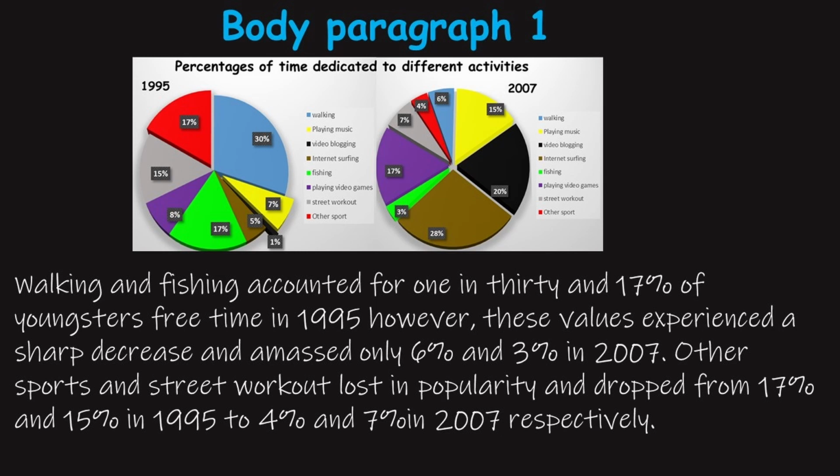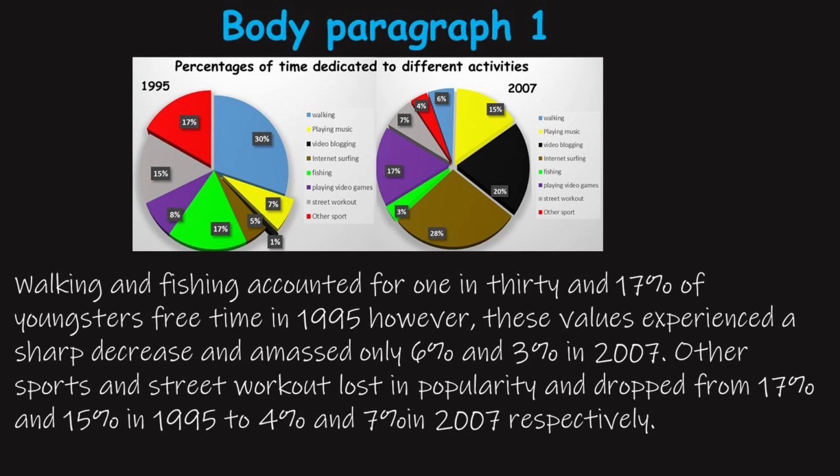Walking and fishing accounted for 1 in 30 and 17% of youngsters' free time in 1995. However, these values experienced a sharp decrease and amassed only 6% and 3% in 2007. Other sports and street workouts lost in popularity and dropped from 17% and 15% in 1995 to 4% and 7% in 2007 respectively. We are going to analyze each sentence of this paragraph.